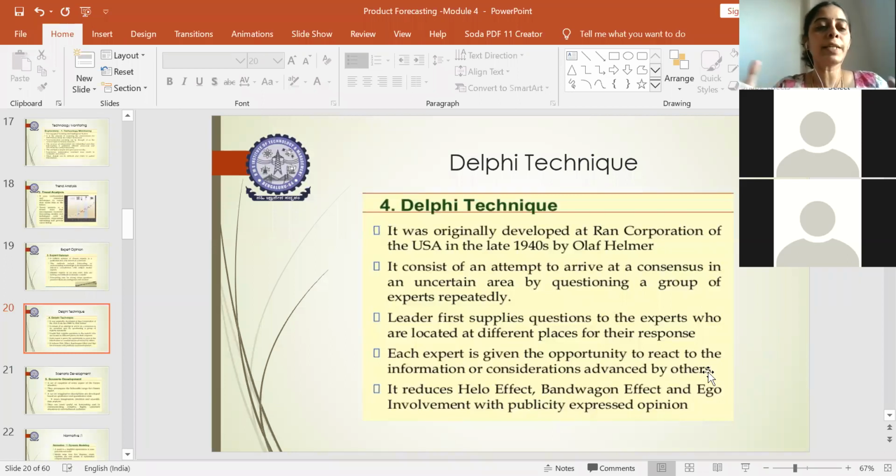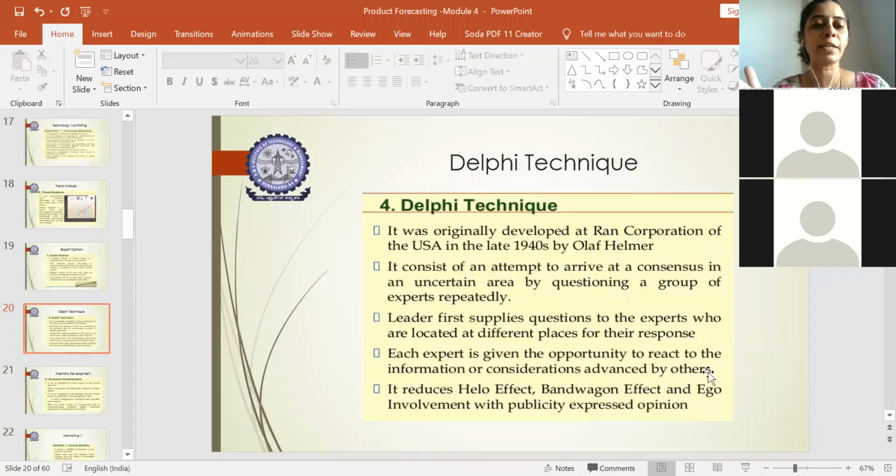Then each expert is given the opportunity to react to the information or considerations advanced by others. So many people will give different concepts. For a single problem, there could be different solutions. And out of these solutions, a better result could be obtained by grabbing all the solutions, modifying and optimizing them into one, or among different types of solutions, one solution could be considered the best. So for that, discussion among the expert committee people is also essential.